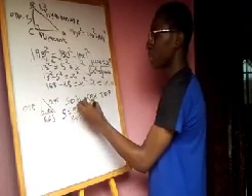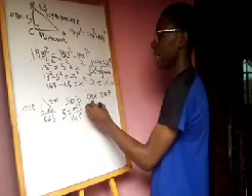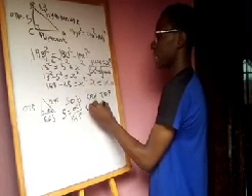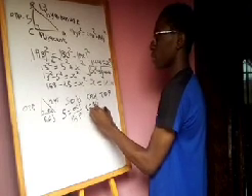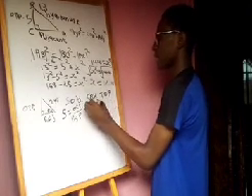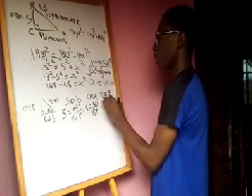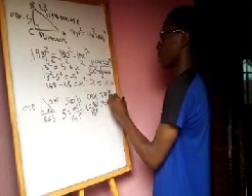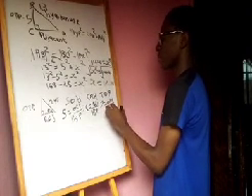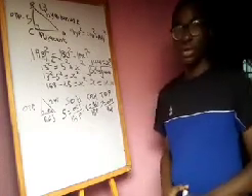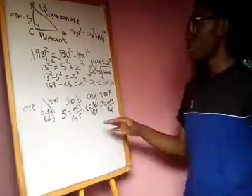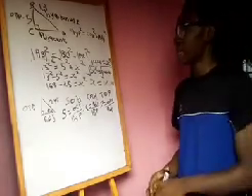Your sine is opposite divided by hypotenuse. Then your cosine is adjacent divided by your hypotenuse. Then your tangent is opposite divided by your adjacent. Now, these are known as ratios. These are trigonometric ratios, and they are used to calculate for sides whenever you don't know them.